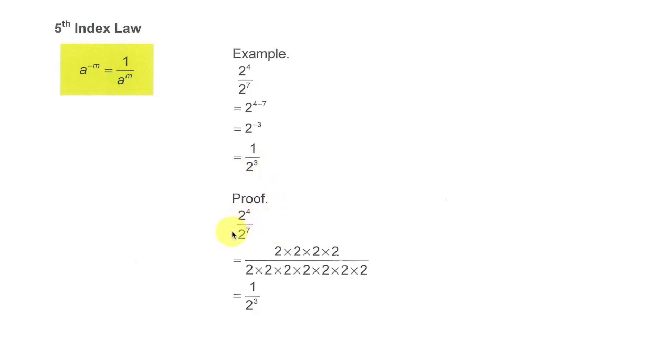2 to the power of 4 divided by 2 to the power of 7. So I have 4 lots of 2's at the top, and I have 7 lots of 2's down the bottom. So the 4 2's at the top cancel out 4 at the bottom, leaving us with 1 over 2 to the power of 3.